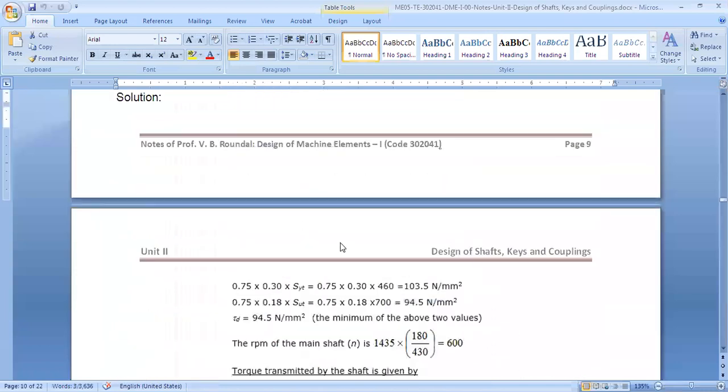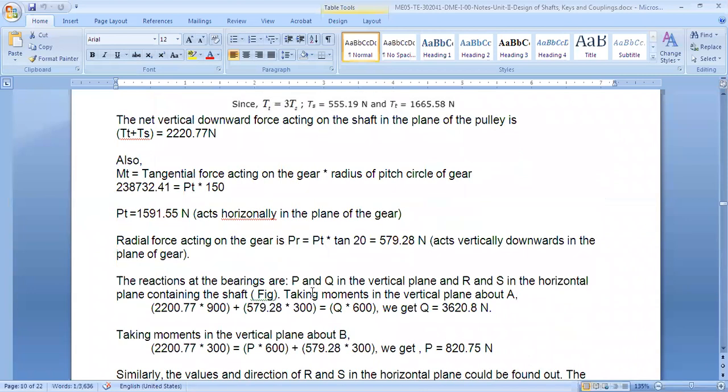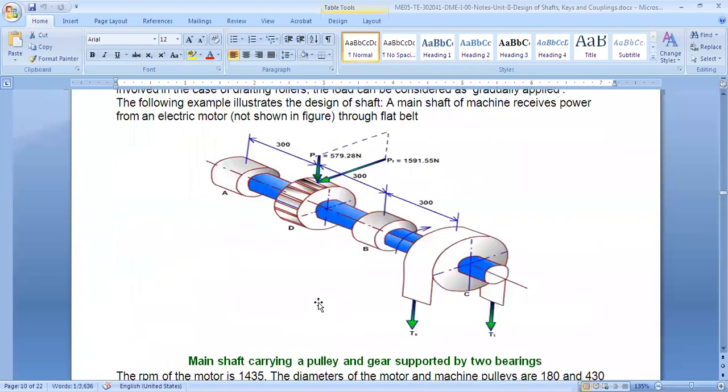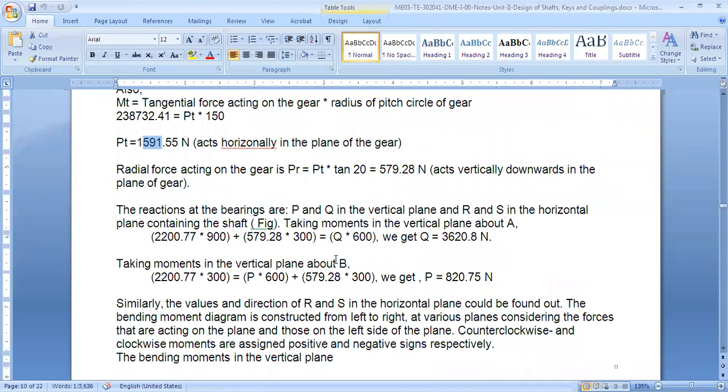Why? Because they have given the pressure angle of 20 degrees. Now, the pressure angle: tan theta is equal to PR upon PT, radial force upon the tangential load, right? So from that we can find the radial load as 579. The tangential load we got is 1591, multiplied by tan 20, you will get 579. So now we got all the loads. We got TT, we got the resultant load at the pulley. Now we know the tangential load at the spur gear as 1591 and the radial load is 579 from the pressure angle. Now we got the loads at this gear and the pulley, right?